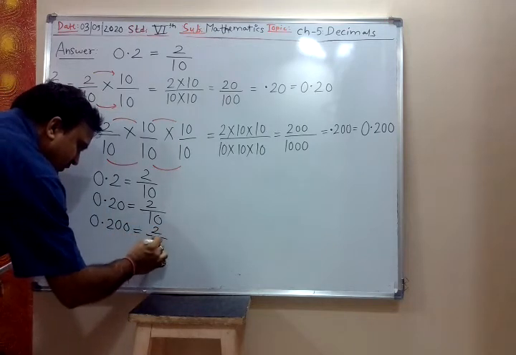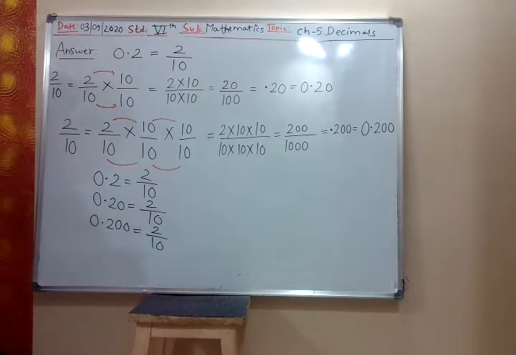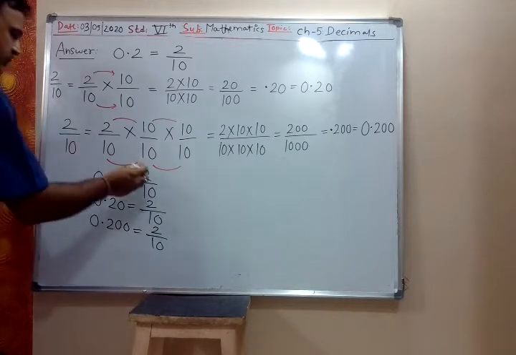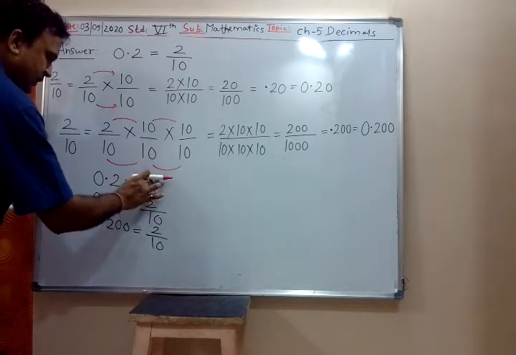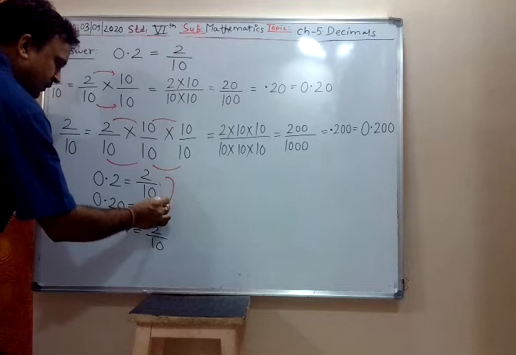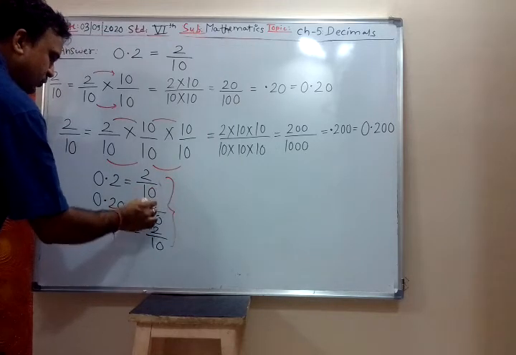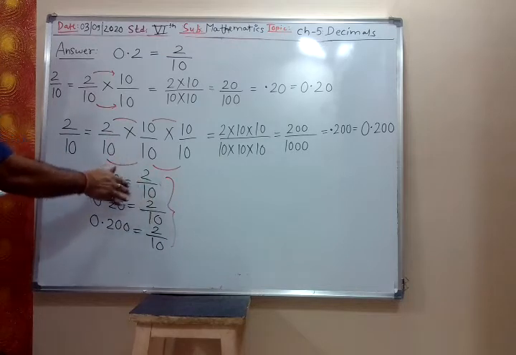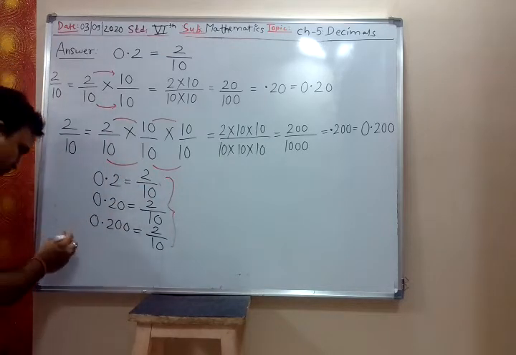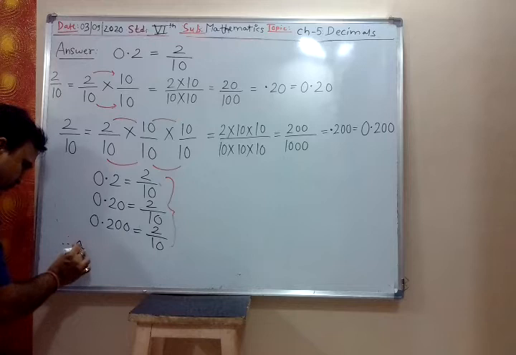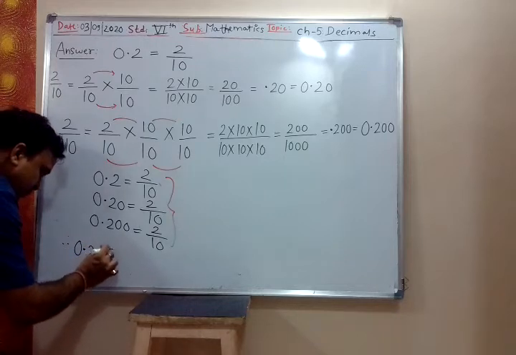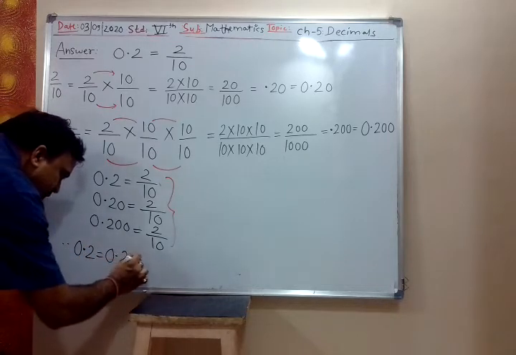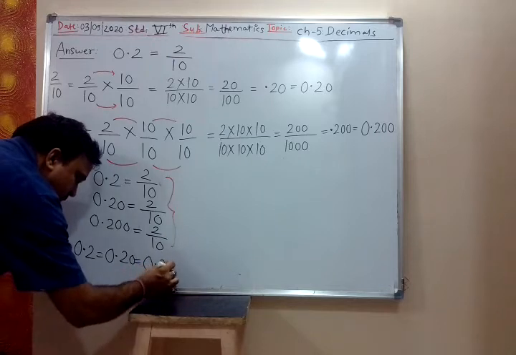So all three numbers have the same value, 2 upon 10. These three are the same: 2 upon 10, 2 upon 10, 2 upon 10. So if the right hand side is equal, the left hand side is also equal. Therefore we get 0.2 is equal to 0.20 is equal to 0.200.